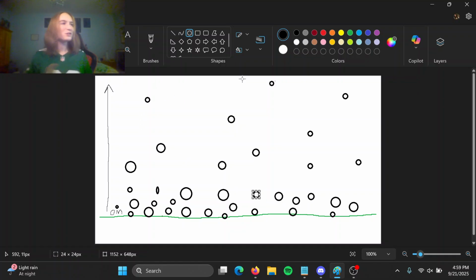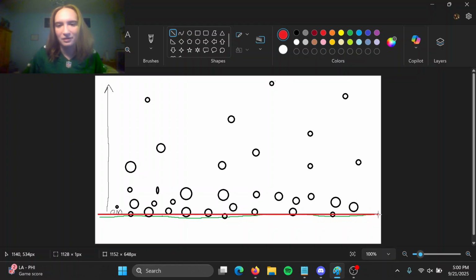Now, what is pressure? Pressure is the force of anything above being pushed down by gravity, right? It's the weight of the column of air above a point. So we can approximate that by asking, what is the weight of the column of air above this red line?